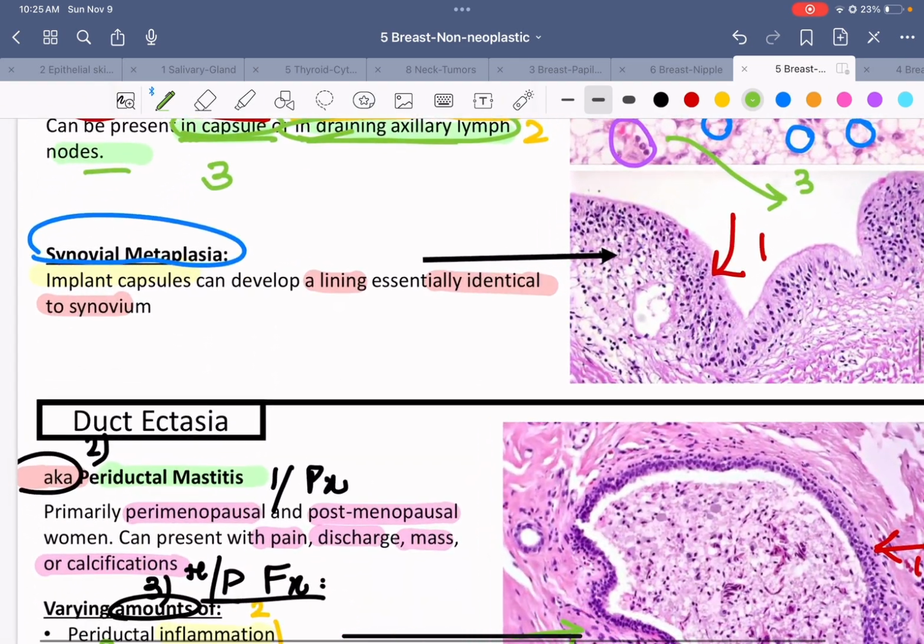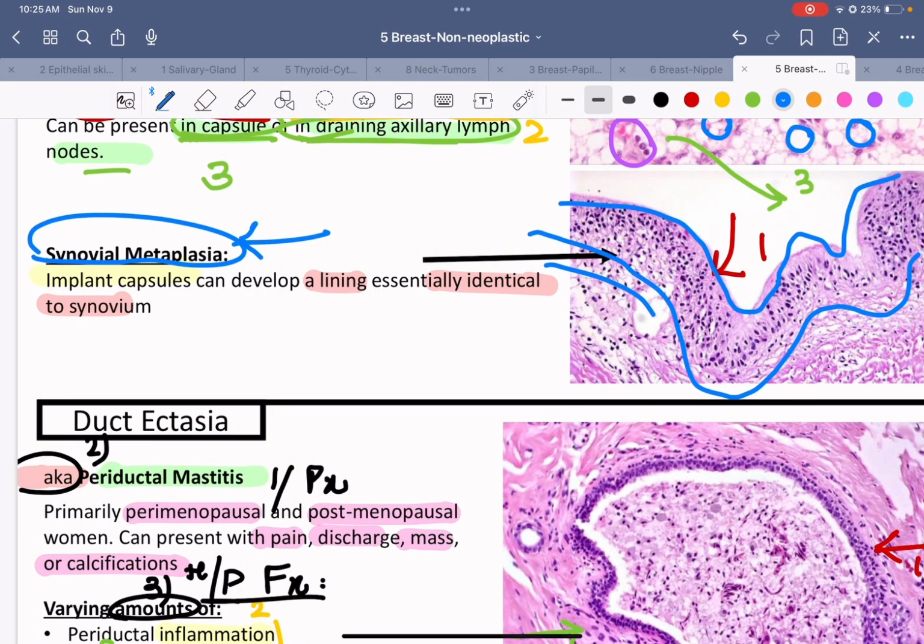And our second lesion, which develops as a result of foreign body reaction, some foreign body presence, is synovial metaplasia. Here we can see this lining. This lining is not a part of the normal breast architecture or normal breast histology, and this lining essentially develops as a result of a reaction to an implant capsule.